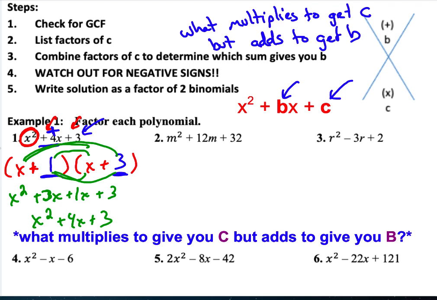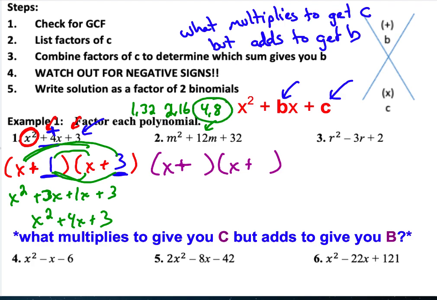So, next one. Again, we start with our signs. We know they're going to be x and x. They're both pluses, so I know they're both going to be addition. Now I do the thinking part. I focus on the 32. Think of what kind of things I could multiply to get 32. Well, I could do 2 times 16. I could do 4 times 8. I could do 1 times 32. Which of those combinations adds to give me 12? Well, 4 and 8 add to give me 12, so those are my two pieces.